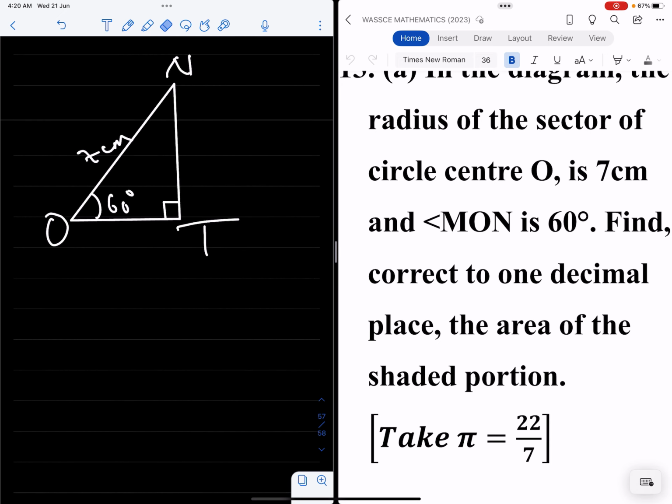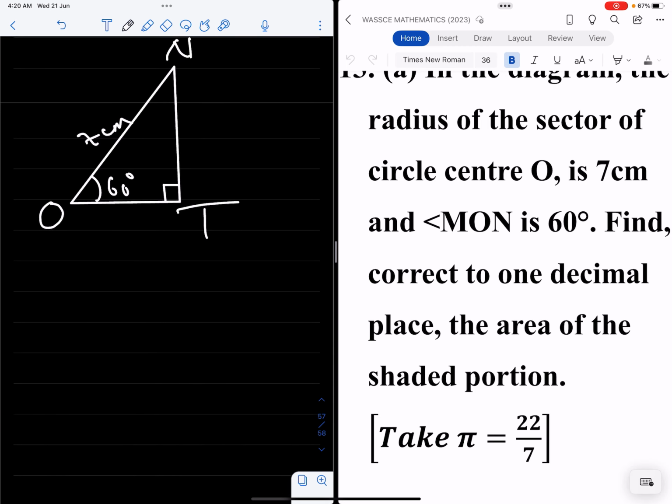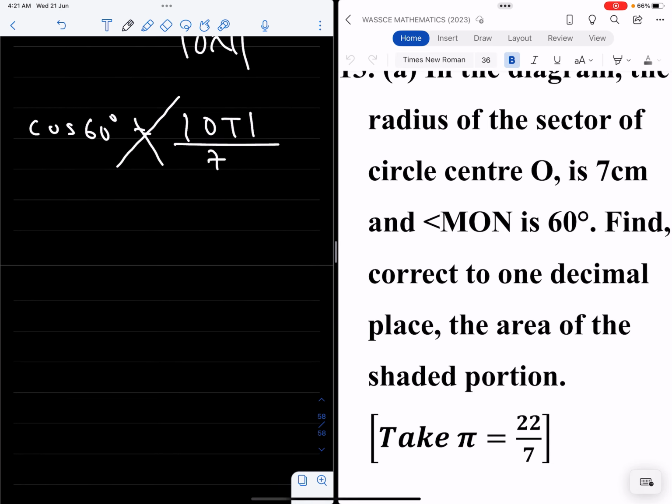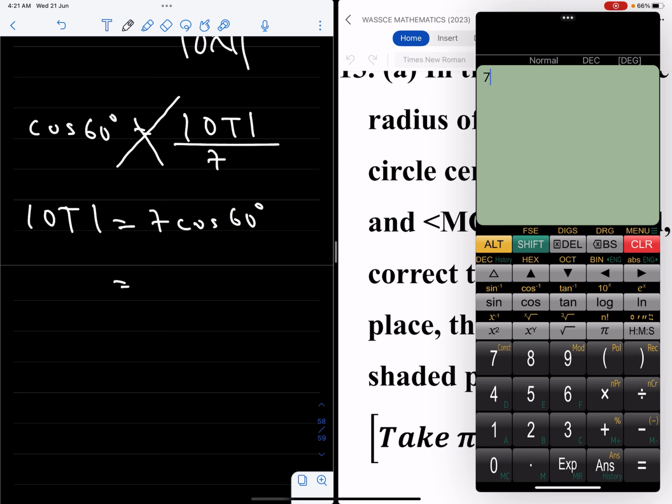Now, how do I find length OT? I can say cos 60 degrees equals adjacent, which is OT, over hypotenuse, which is ON. I know that ON is 7 centimeters, so when I cross multiply, length OT will be equal to 7 times cos 60 degrees, and that's 3.5 centimeters.